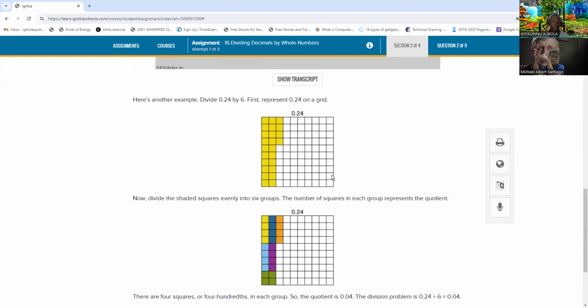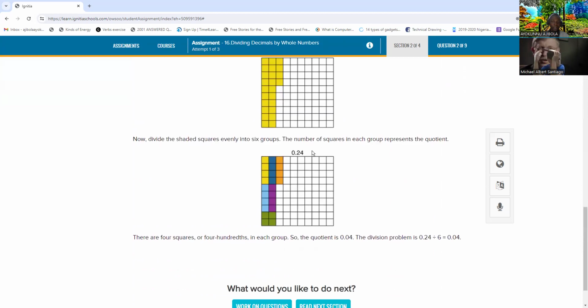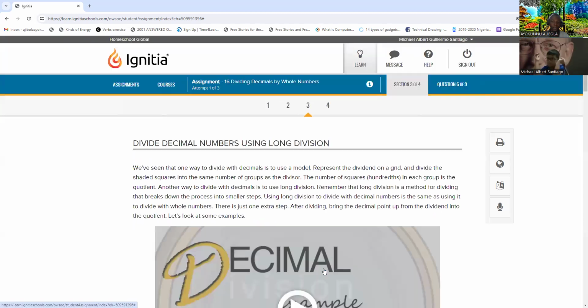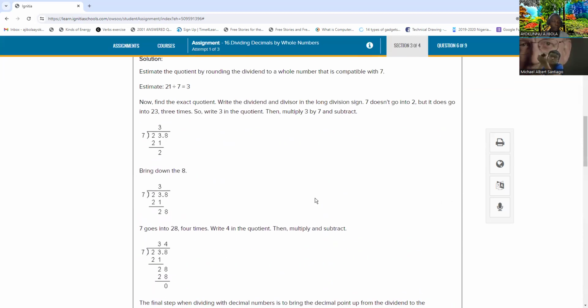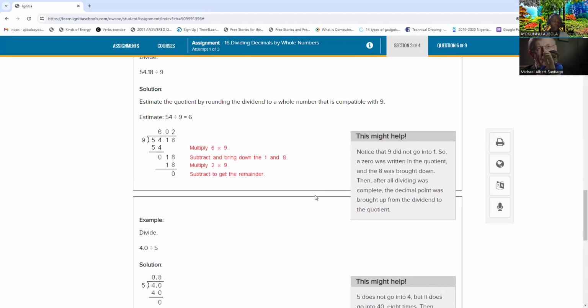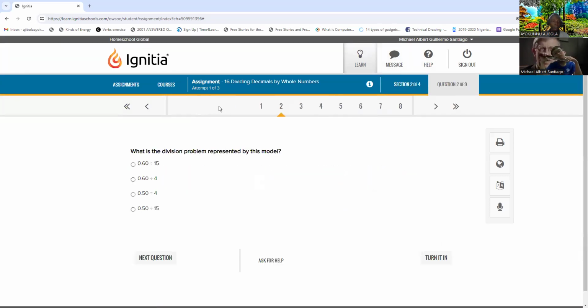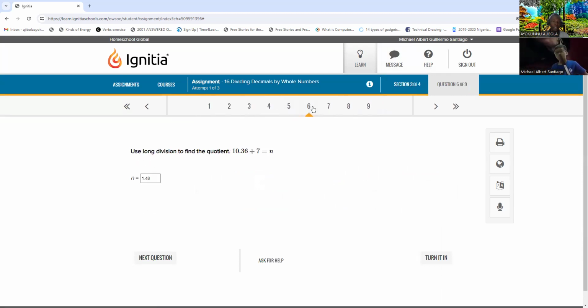So let's see. 0.24 divided by 6. 0.24. Okay, the next session. Those are the models that we have here. So once we cannot locate those models, then we really can't pick any answer, okay?